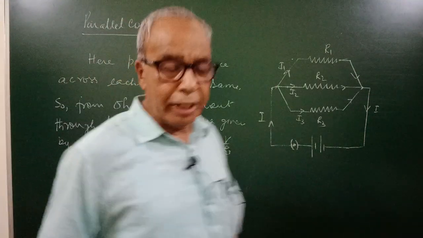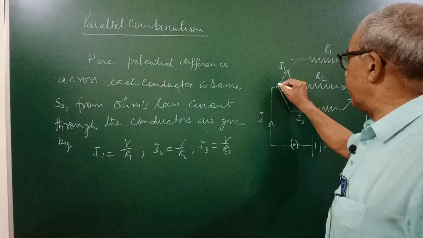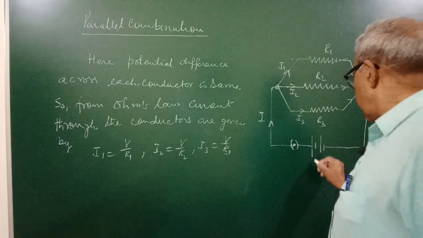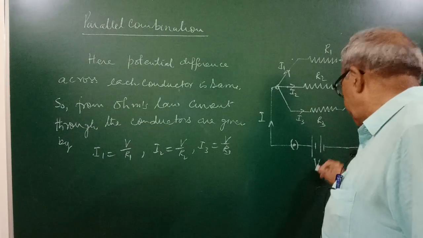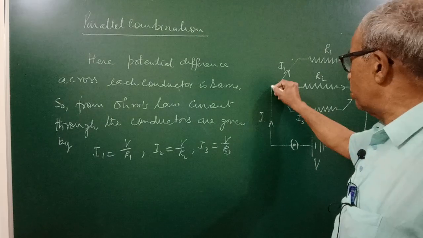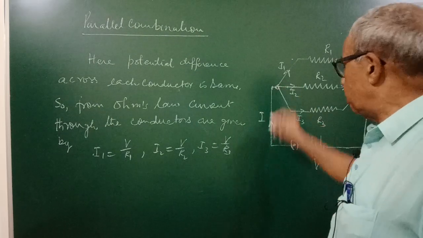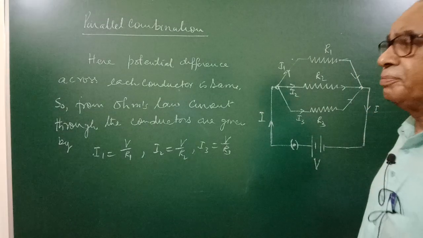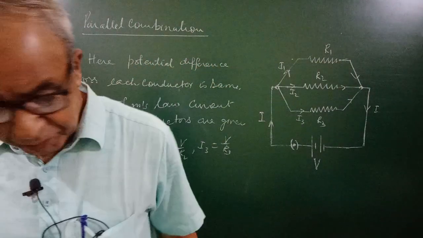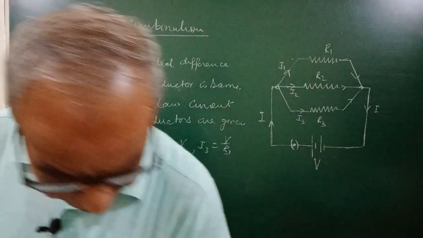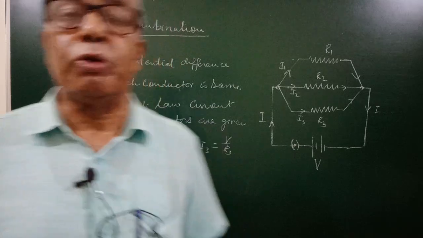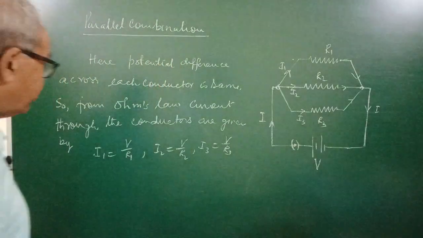I hope you are getting it. Potential difference between these 2 points is equal to this V volt of the battery. These wires are supposed to have zero resistance. Connecting wires are here, thick wires, and their resistance is supposed to be zero. It is not zero, but we have supposed.